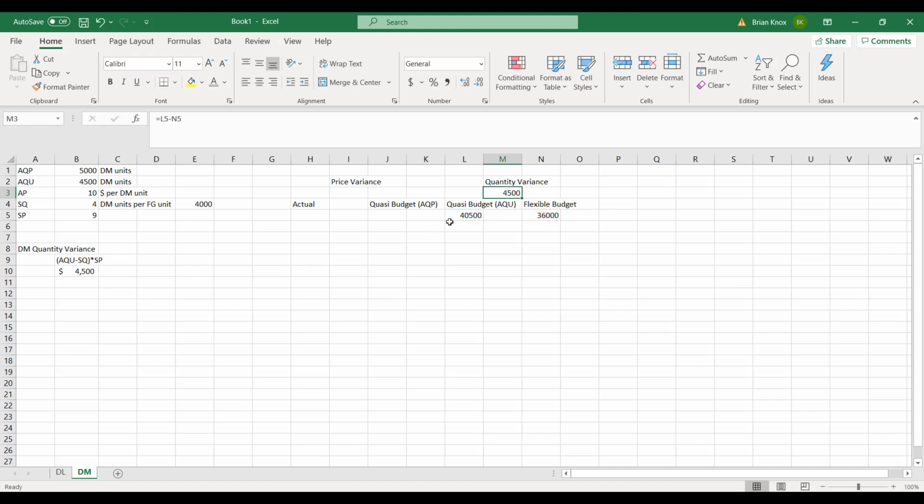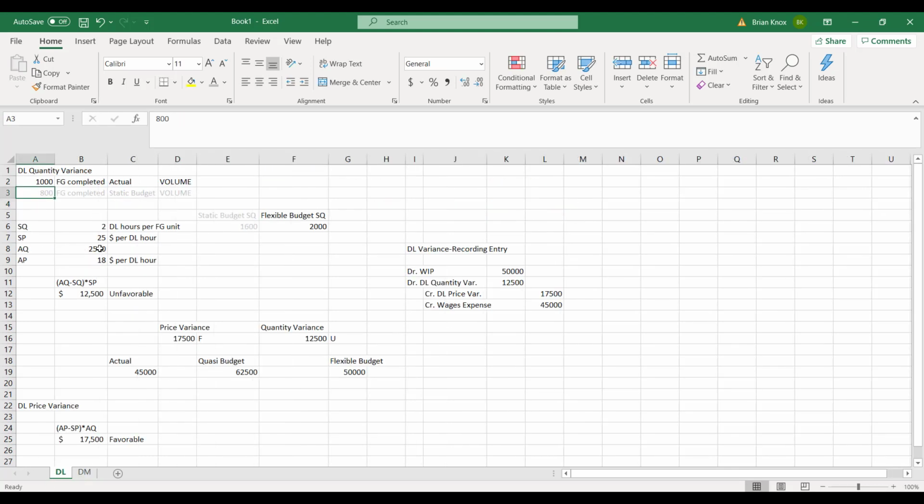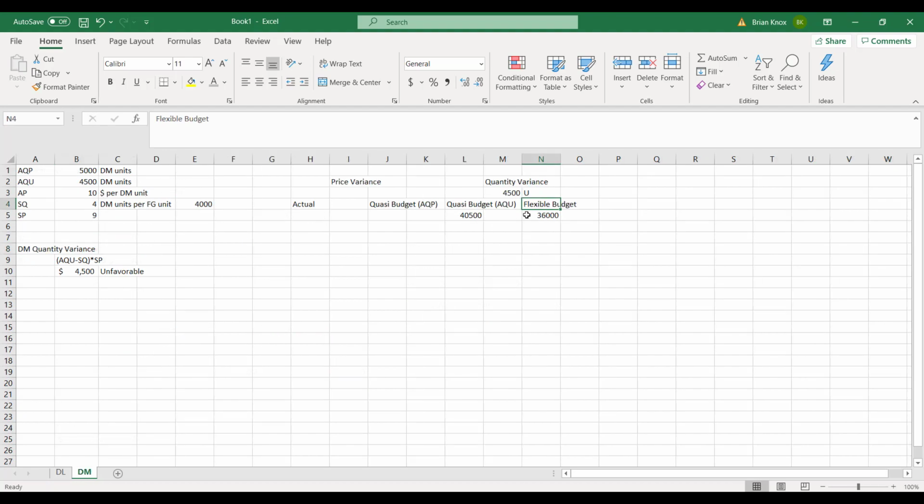4,500 is our variance. So that's our quantity variance. This is an unfavorable variance. We already said that. We used more than we would have expected to use. And by the way, that fits very well with our inefficiency from having cheaper labor in the prior examples.